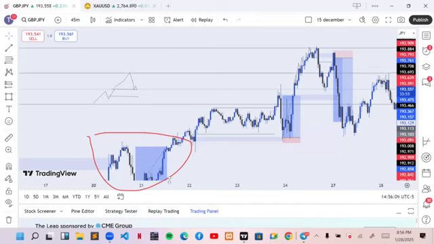I don't really have sessions per se, but the time I'm usually mostly active to look for setups. If you pay attention to my trades, you wake up in the morning, 12 o'clock, I don't really drop TP because I'm mostly active around that period.